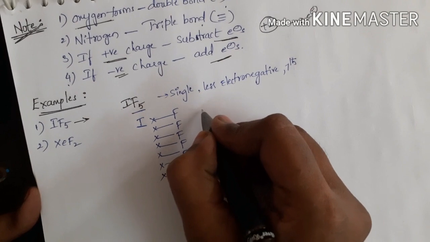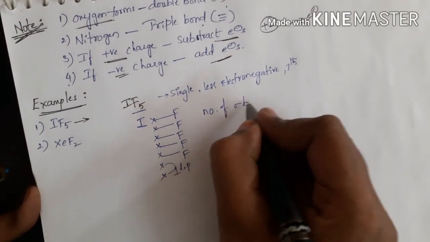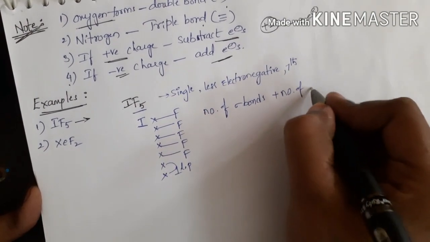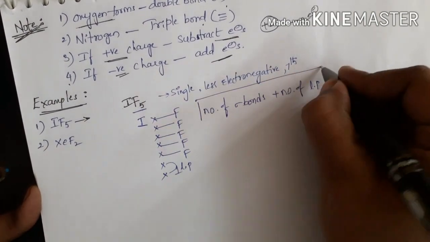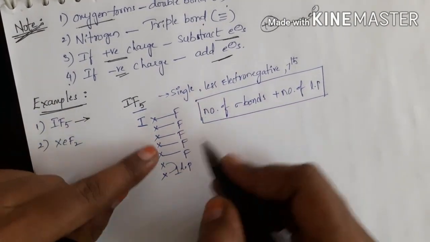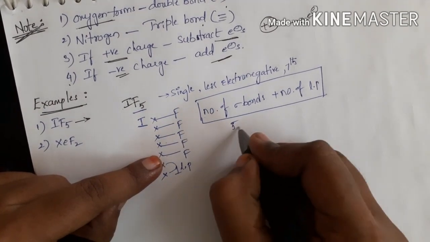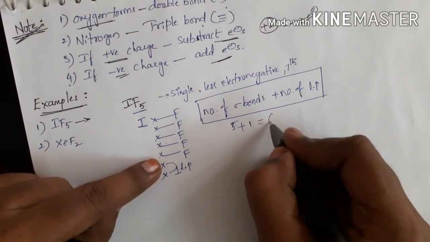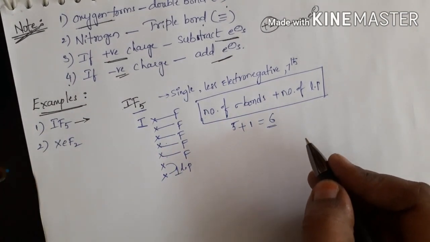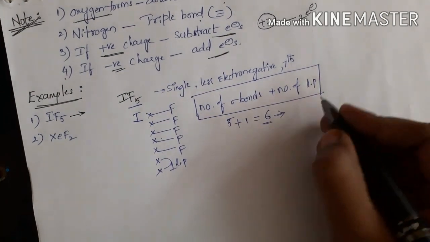Now, what is the formula? Total number of orbitals is equal to the number of sigma bonds plus the number of lone pairs. Apply this formula and we'll get some number. How many sigma bonds are present? 1, 2, 3, 4, 5. 5 sigma bonds plus 1 lone pair. Totally 6. So if the total number of orbitals is 6, how many orbitals are involved here? 6 orbitals. Then what is the geometry?